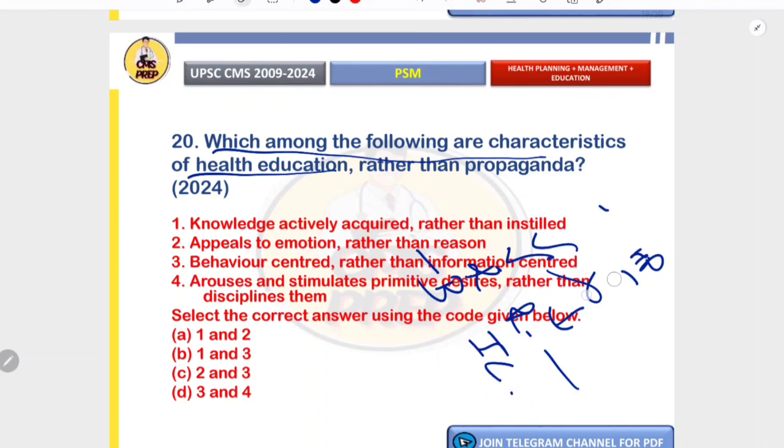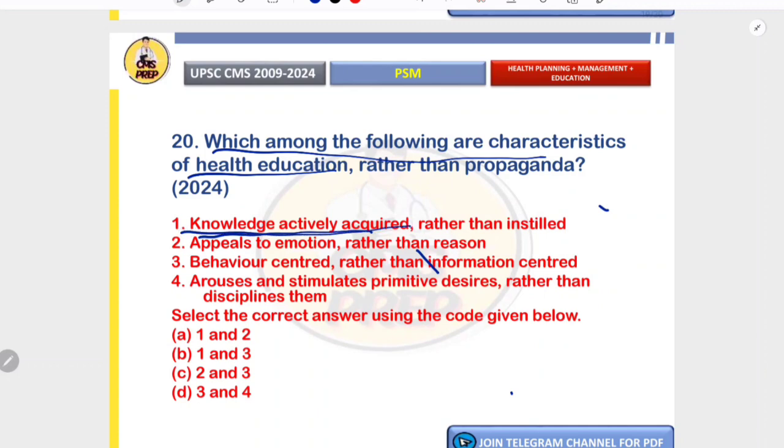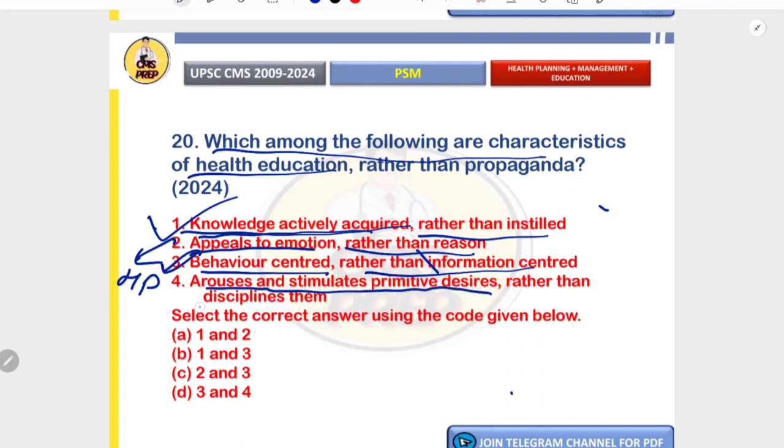Now let's go through the options once. Knowledge actively acquired rather than instilled, yes, it is a property of health education. It appeals to emotion rather than reason, this is a property of health propaganda. Behavior centered rather than information centered, yes, this is also a property of health education. And arouses and stimulates primitive desire rather than disciplines them, this is a feature of health propaganda. This means things like anger or greed, which are not a part of ethical health education. Okay, so the correct option is option 1 and 3.